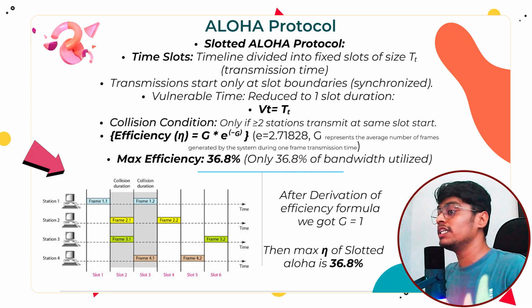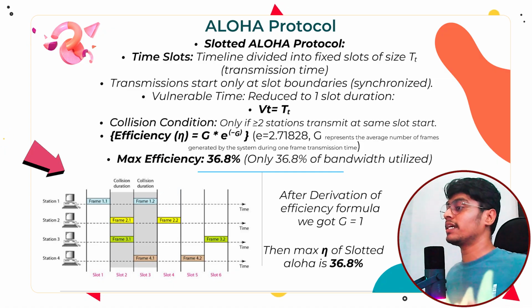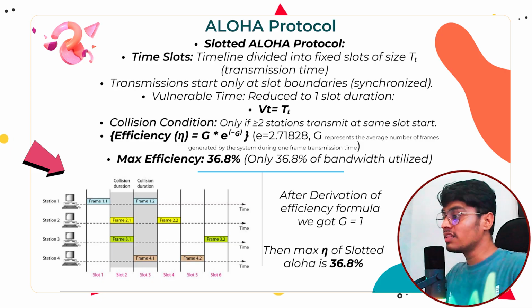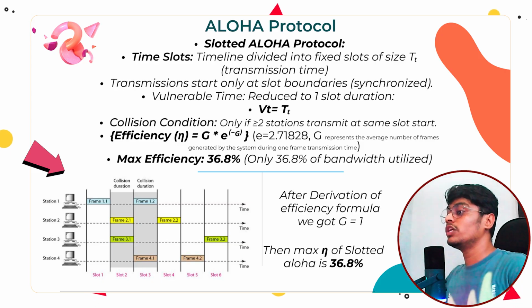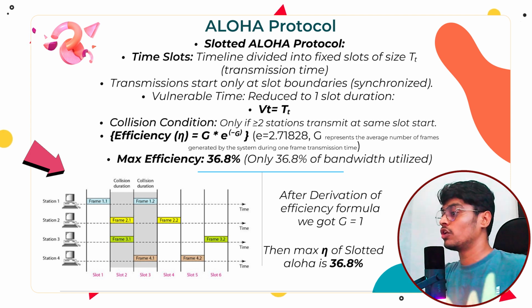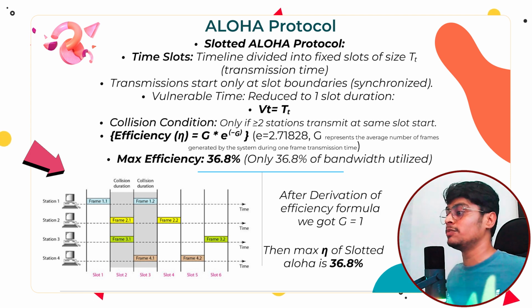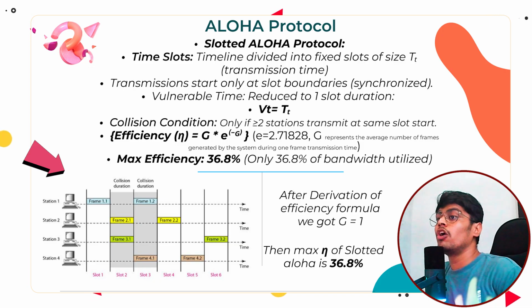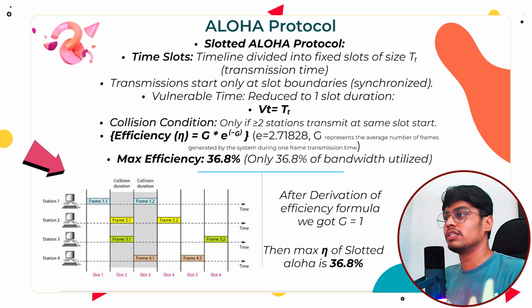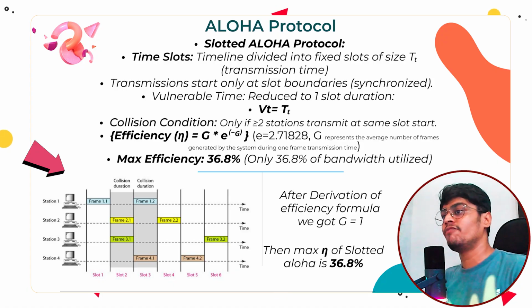What is the duration of each slot? We made this duration exactly equal to the transmission time. This means the time taken by one station to transmit its complete message, that duration became equal to one time slot. I have already assumed transmission time to be fixed for all stations. Okay, what is the transmission time? It's message size divided by bandwidth. We always assume that the transmission time is fixed. Every message takes exactly the same fixed time to transmit.